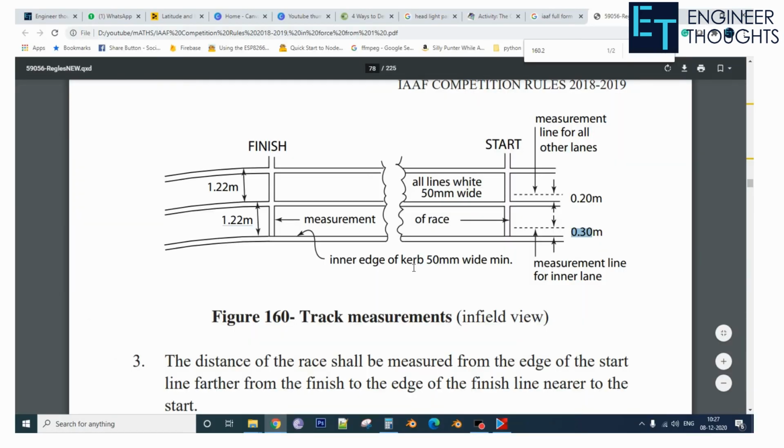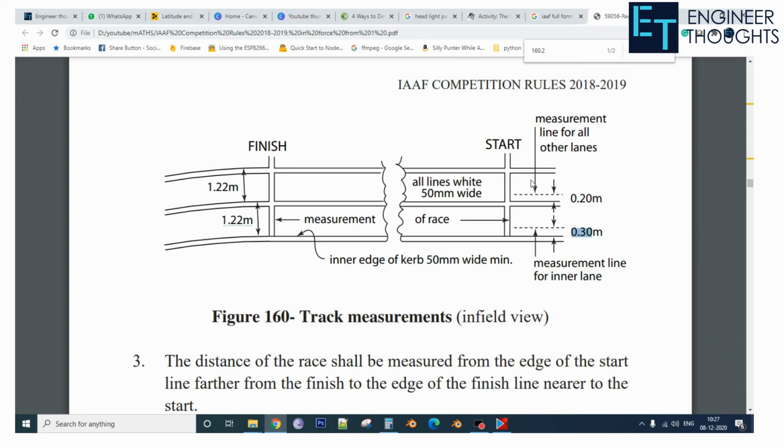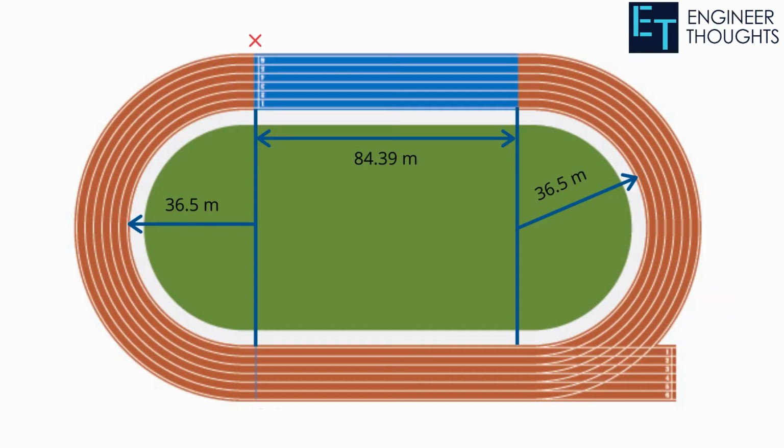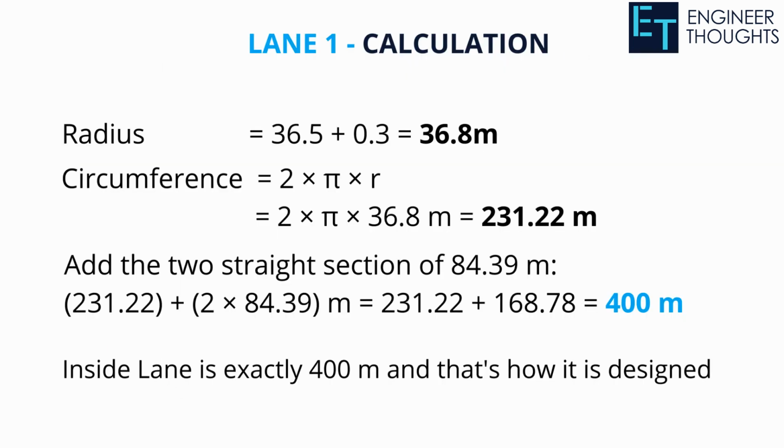Before going into the calculation, if you see the International Association of Athletics Federations competition rule book, they have mentioned that the width of each lane should be 1.22 meters, and the calculation for the first lane uses 0.3 meters and 0.2 meters for the next consecutive lanes because of the curve present in the inner lane. Now we will calculate the distance of the inner lane. The radius of the top and bottom semicircle is 36.5 meters. For the inner lane, based on the rule book, we need to add 0.3 meters to it. So the radius will become 36.5 plus 0.3, which is equal to 36.8 meters.